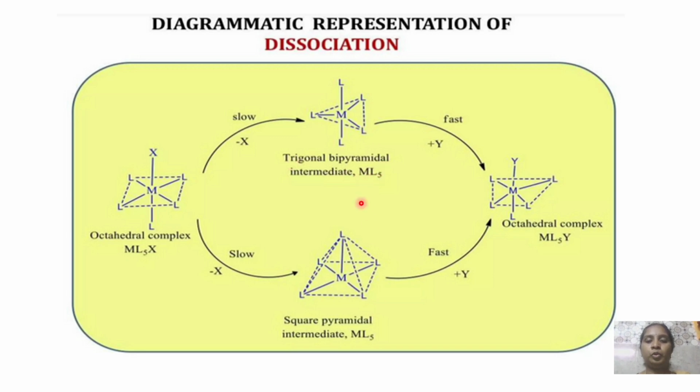If there is an attack of Y on these two intermediates, it results in the formation of the octahedral complex, which contains the addition of Y. In the initial stage, replacement of X happens, and in the final step there is an attack of Y on the respective intermediates, forming the octahedral complex. Here in this acid hydrolysis, the attack of Y is nothing but the H2O molecule.